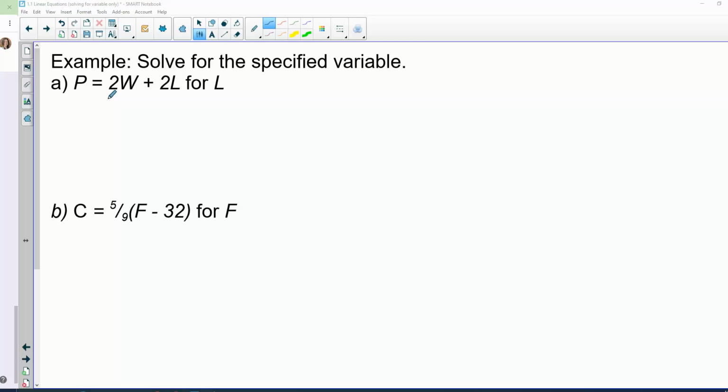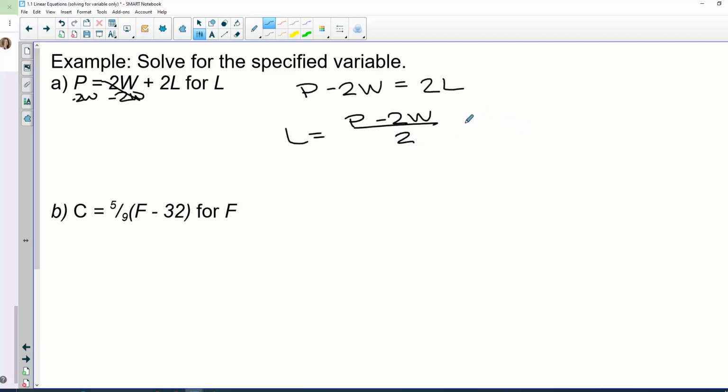The first one, it looked like most of you subtracted the 2w over. So you had p minus 2w equals 2l. So if you divide by 2, you could have it as p minus 2w divided by 2. You might also have written it as p over 2 minus w. Those are equivalent, so either one is fine.